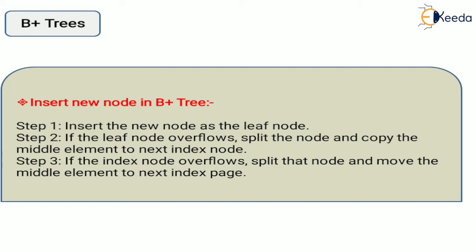So these are the steps used to insert a new node inside a B plus tree. There are three basic steps. Step 1: insert a new node as the leaf node. Step 2: if the leaf node overflows, split the node and copy the middle element to the next index node. Step 3: if the index node overflows, split that node and move the middle element to the next index page. So we are doing a proper splitting of a node to the left hand side and to the right hand side by considering the aspects of binary search tree.